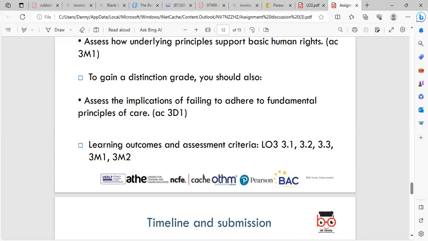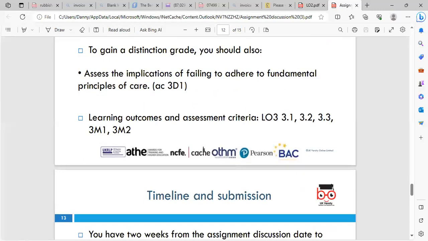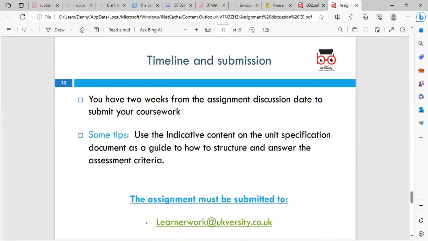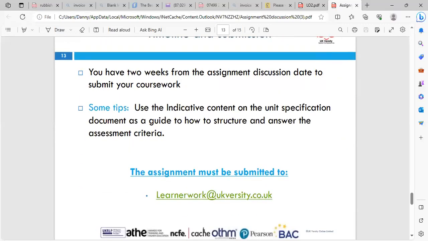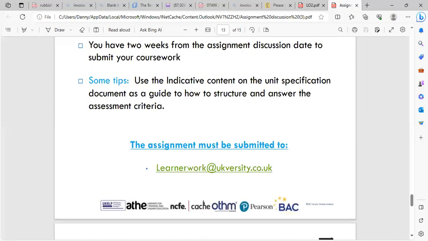So to attain a distinction grade, you should finally be able to assess the implications of failing to adhere to the fundamental principles of care. Again, when you don't adhere to it, what happens? What are the implications? So finally, 2 weeks from now, your assignment has to be submitted. You have started already.